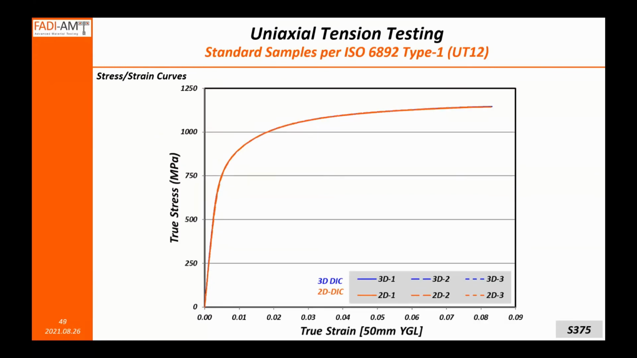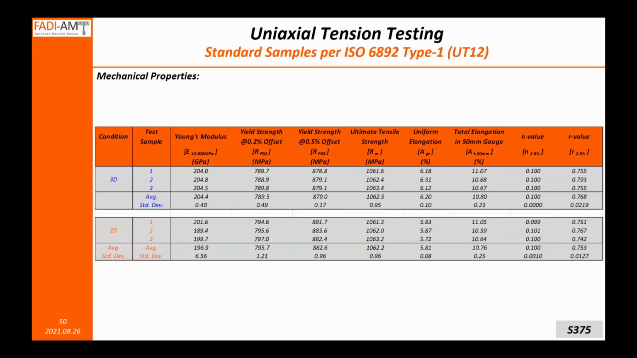But even with 3 repeats, here's the true stress strain curves that will go into an LS-DYNA or an AutoForm simulation, and it's exactly the same, indistinguishable difference. As we go to the mechanical properties, I picked the DP980 because we knew we're going to get more deviation from this material. But even here, the deviation between 2D and 3D DIC is indistinguishable, or it's very small for the majority of these properties, especially like stresses, uniform or total elongation. It's very close. The N value, the hardening, is exactly the same. The R value is very small.